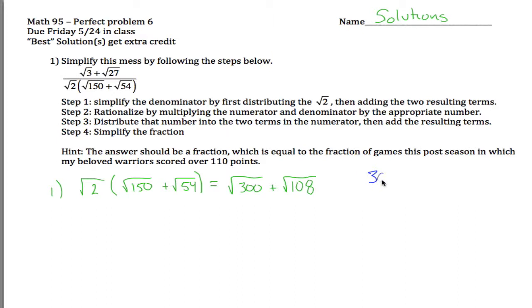What you could do is find the prime factorization of both of these numbers. So 300, 3 times 100 would be one way to break that up. And 100 is 10 times 10, and 10 is 2 times 5. So 300 is 2 squared times 3 times 5 squared.